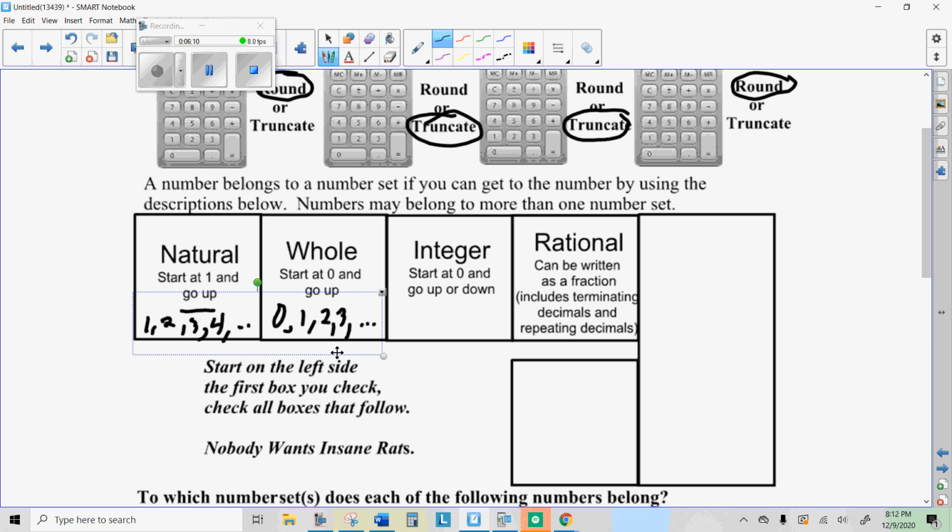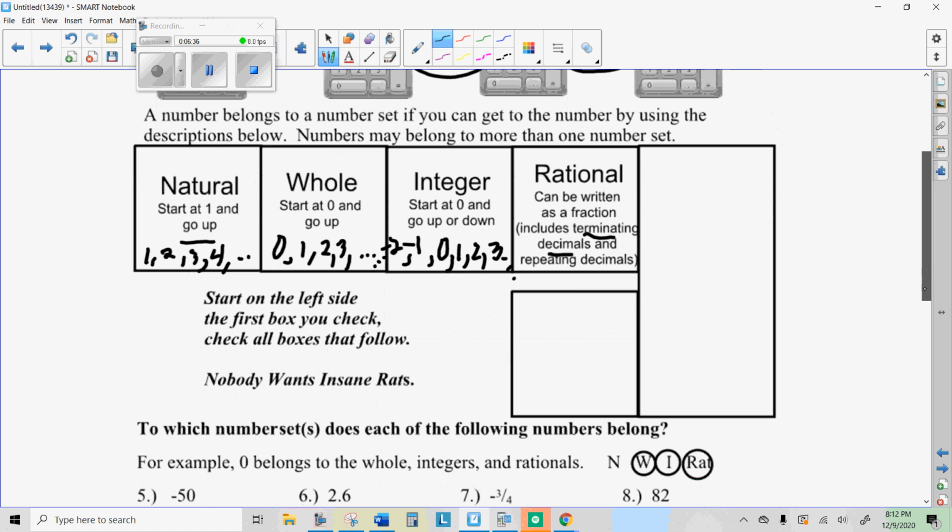So they're numbers like that. The only difference between whole and natural numbers is wholes start at 0. Integers start at 0 and they go both up by 1 and down by 1. So you get negatives and they keep going. Rational numbers can be written as a fraction and it includes terminating decimals and repeating decimals.